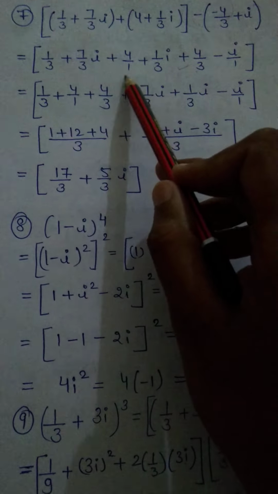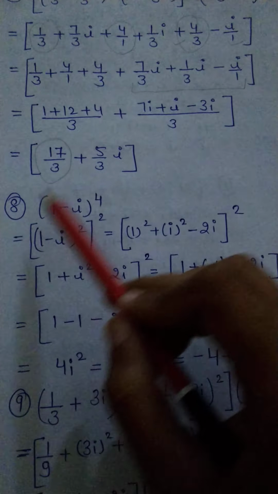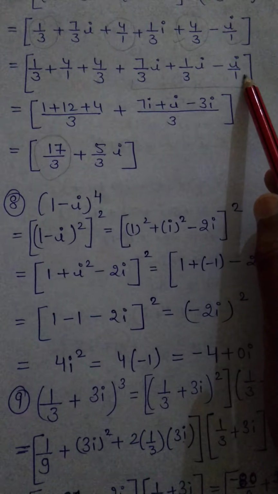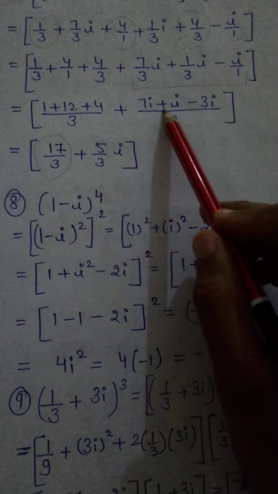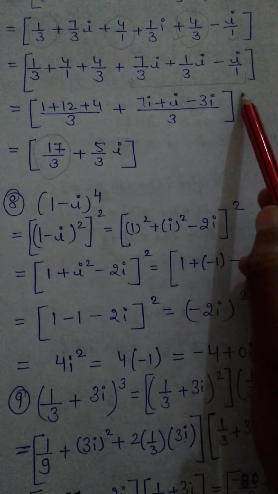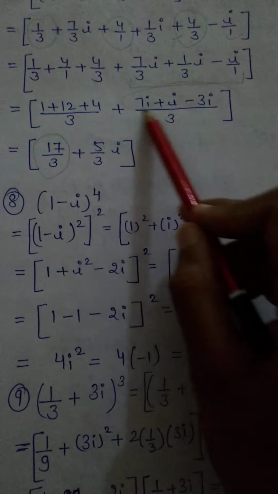So I have got LCM 3, and I have got 1 plus 12 plus 4, and finally I have reached 17 upon 3. While solving this, I have taken 3 as LCM, and I have got 7 iota plus iota minus 3 iota, and when this is solved, 7 plus 1 is 8, 8 minus 3 is 5, so I have got 5 by 3 iota. Clear? So this whole question can be represented in this form.